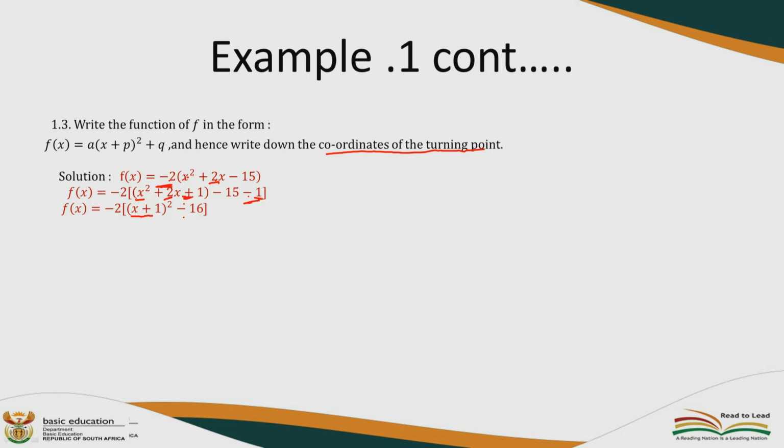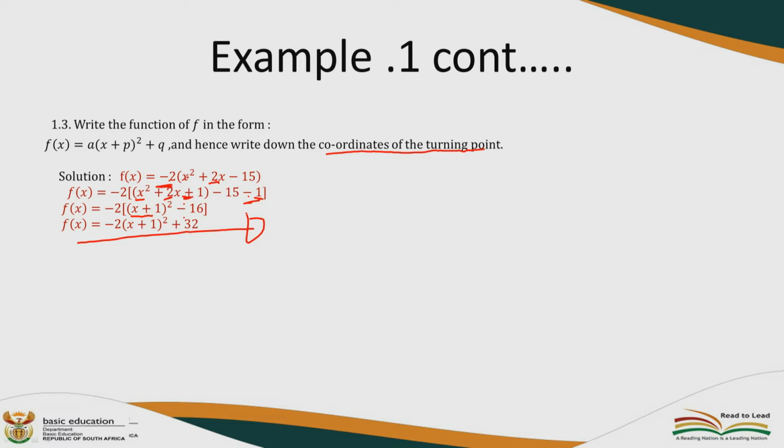However, it is not complete. You need to simplify it further. When you simplify it further, you multiply it throughout by the parameter a, which is negative 2. So when I multiply it by that, I'm going to have negative 2 into x plus 1 all squared plus negative 2 multiplied by negative 16, which is positive 32. So now this is my equation in the standard form, a into x plus p all squared plus q.